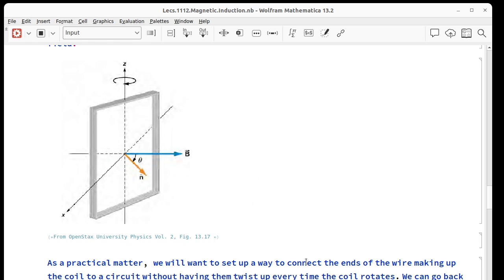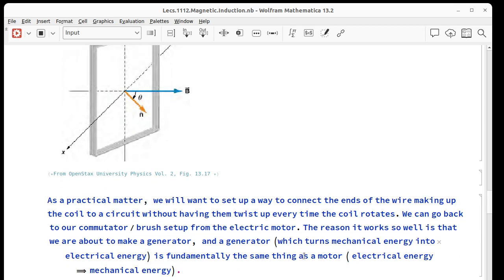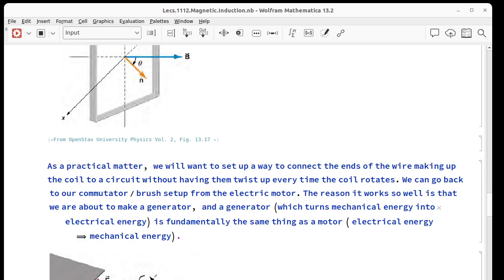So what we use is the setup that we saw when we looked at our commutator and brush from the electric motor. We have our loop, only one loop is shown here, but it could be arbitrarily many. And these legs scrape along these C-shaped pieces. So we've got brushes and commutators, and that's what we use to connect this spinning thing to something that's fixed.